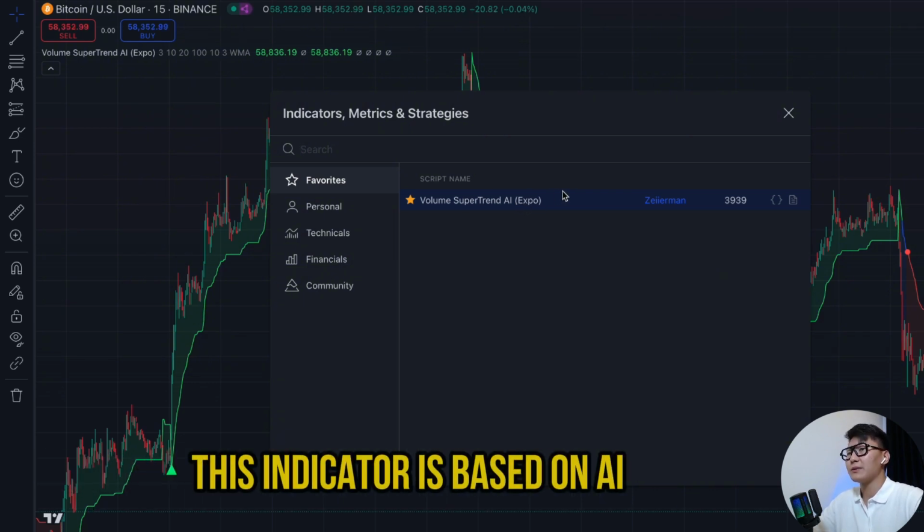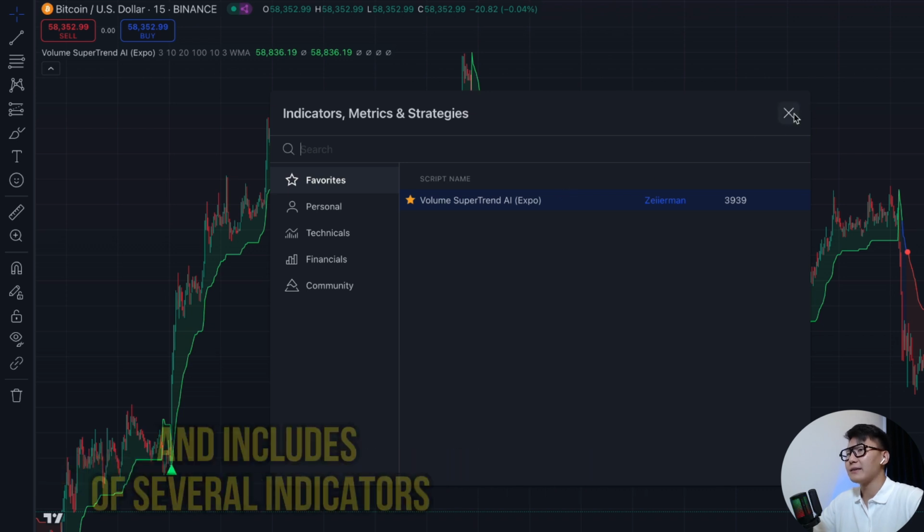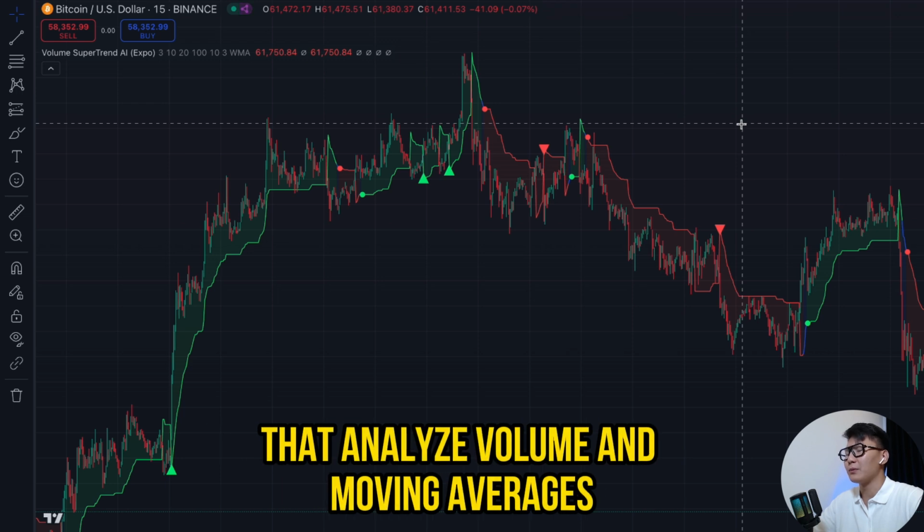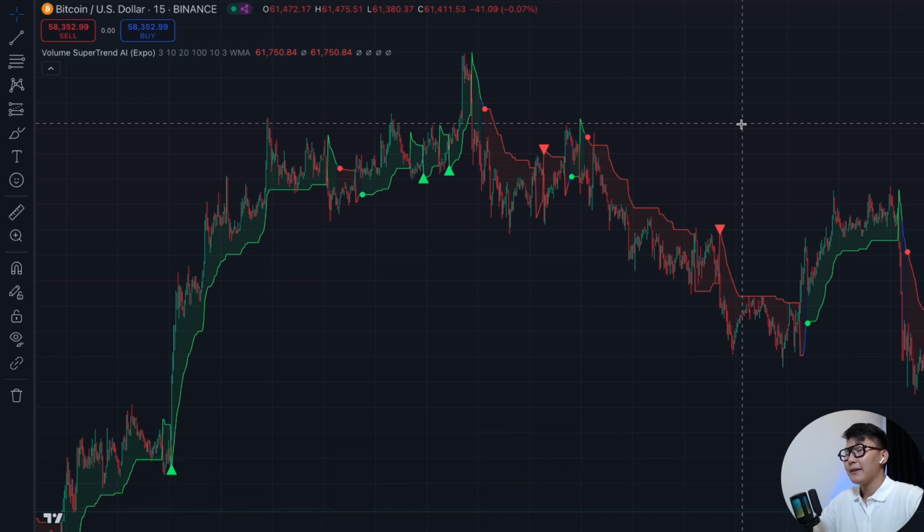This indicator is based on AI and includes several indicators that analyze volume and moving average. So, the indicator also includes these elements, and as I mentioned earlier, it studies the historical data and movement to give clear predictive signals. Let's analyze a signal for opening a long position.